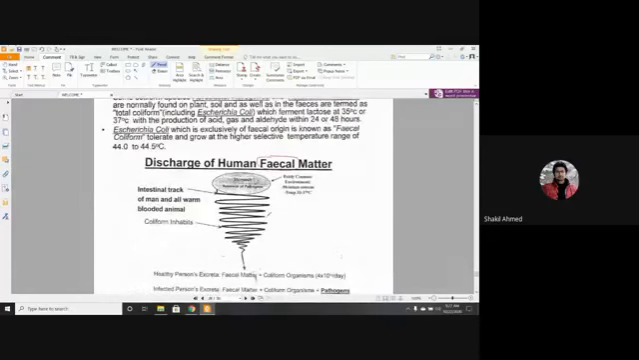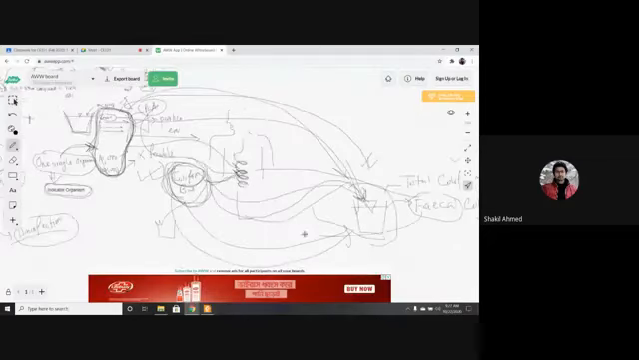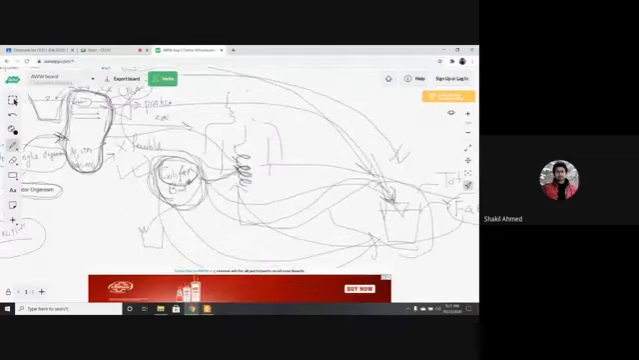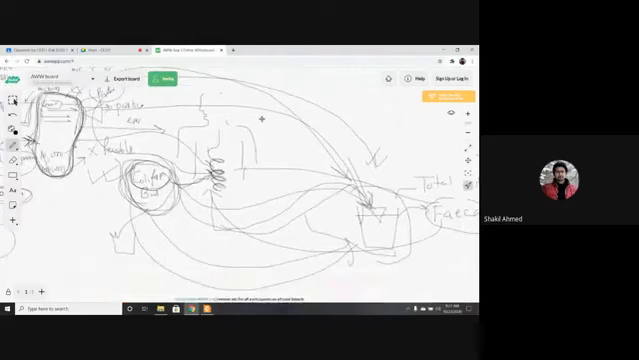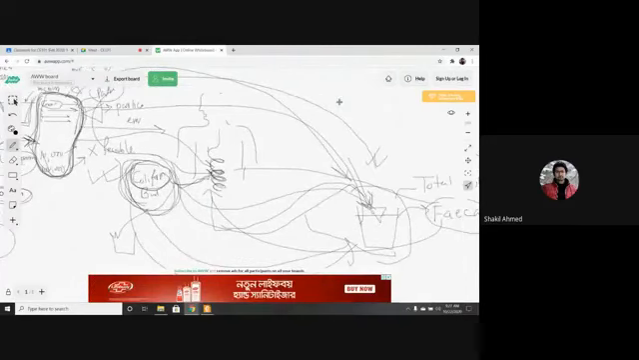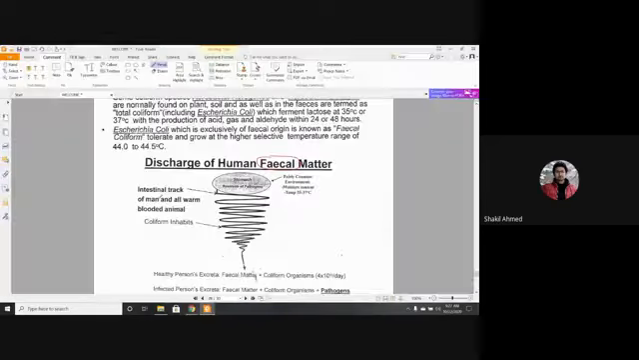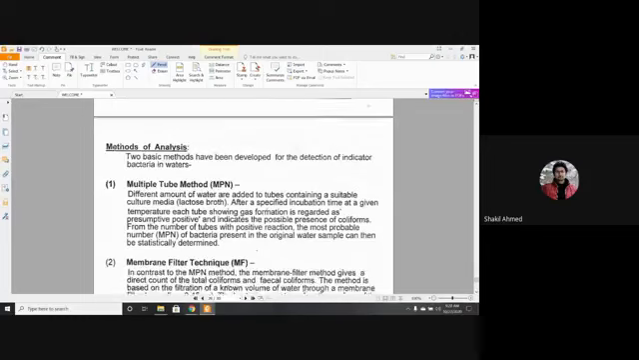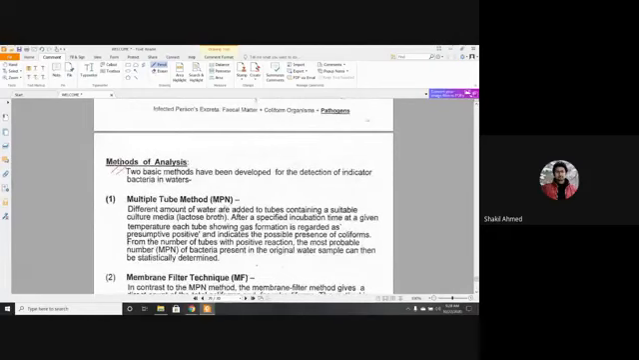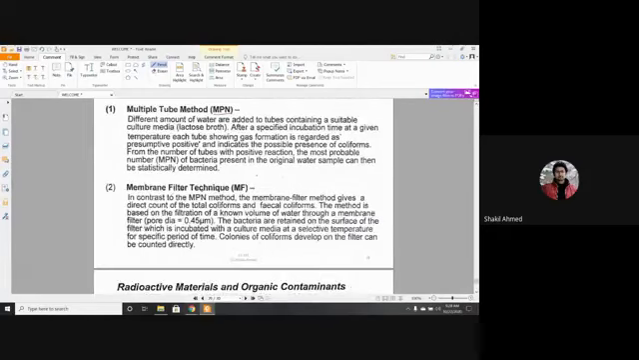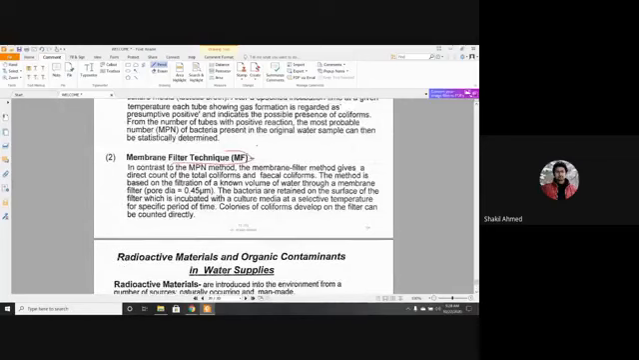Fecal means, as I told you, relating to the intestinal tract. Not only human beings, but other warm-blooded animals, like dog, cat, cow, warm-blooded. Okay. Intestinal tract of man and all warm-blooded animals. Coliform inhabits. Inhabits means they live here. Okay, so there are different methods to calculate this, like in a tube, in a membrane.